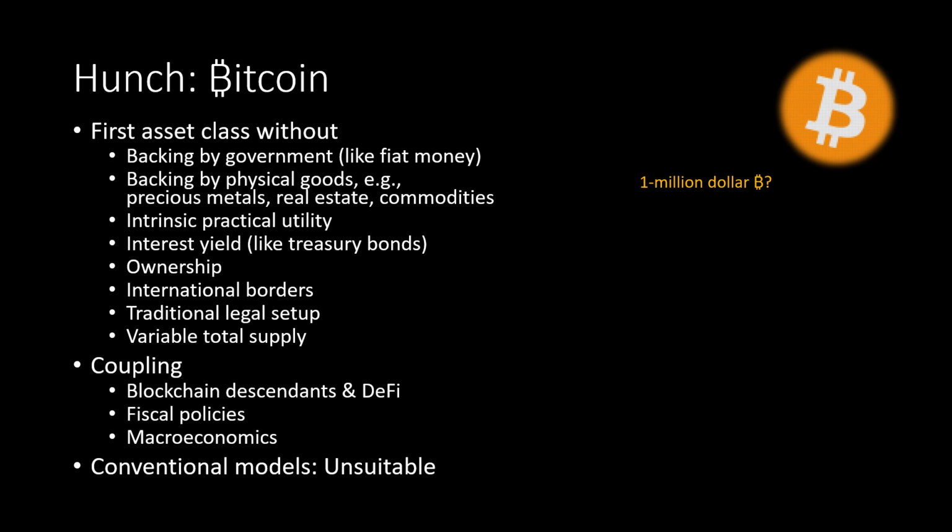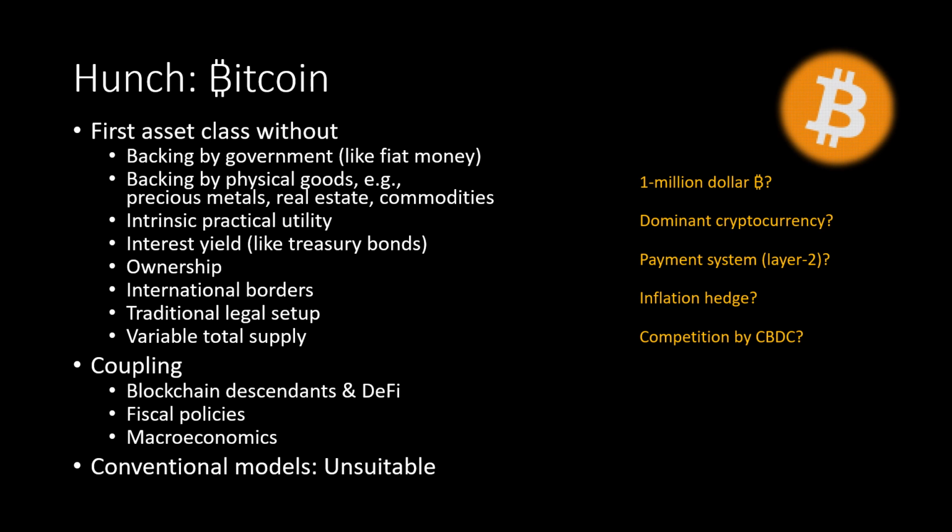Now, throwing in some interesting questions here. Will there ever be a $1 million Bitcoin? It's certainly hoped by Bitcoiners. Will Bitcoin stay the dominant cryptocurrency? Currently it has roughly a market share of one half, a little bit less. Will it become a payment system, for example, through existing layer 2 solutions? Will it work at least as a long-term inflation hedge? That hasn't really manifested by now.